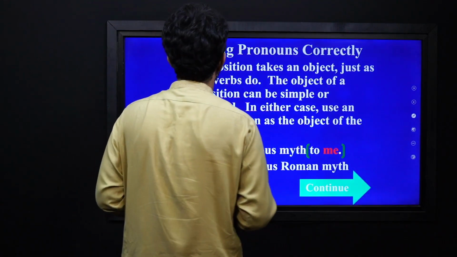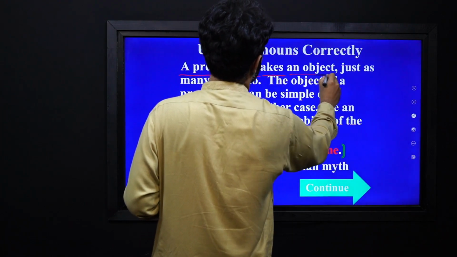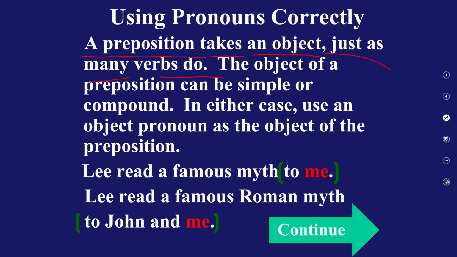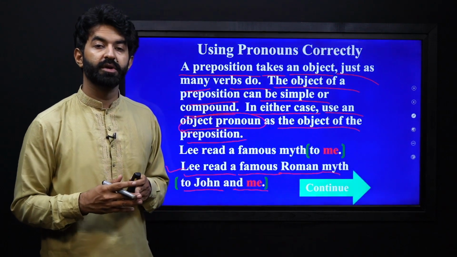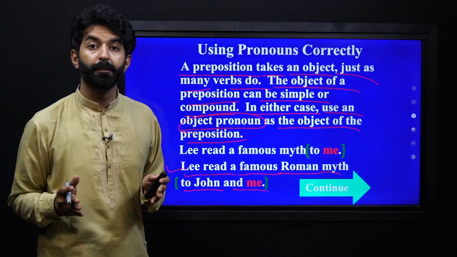Another example, let's see, a preposition takes an object just as many verbs do. The object of a preposition can be simple or compound. In either case, use an object pronoun as the object of the preposition. For example, Lee read a famous myth to me. Let's read the next one. Lee reads a famous Roman myth to John and me. So in the first one the other person is ignored, but in the second one you can clearly see that John and me, both are mentioned to complete the whole sentence.